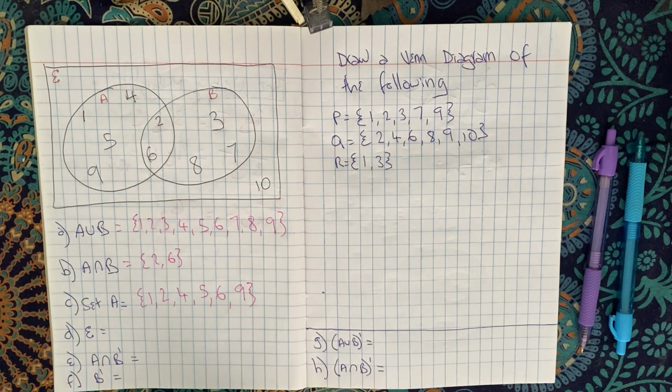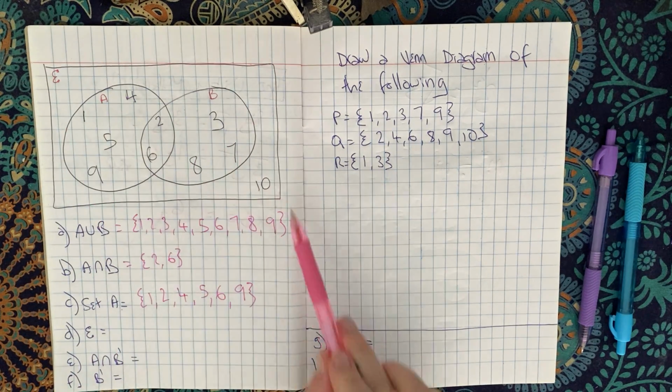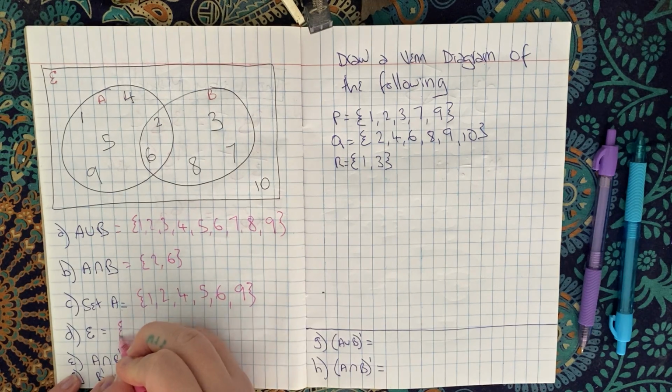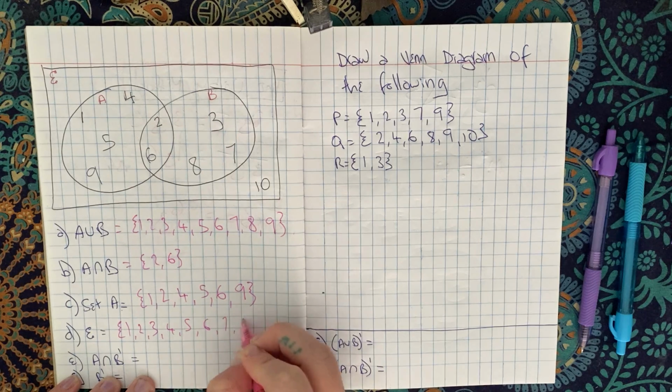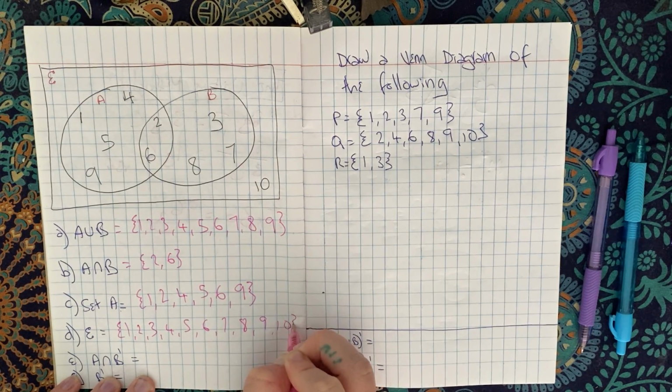And then E is everything, right? So I just need to absolutely mention everything. So that is numbers 1 through 10: 1, 2, 3, 4, 5, 6, 7, 8, 9, 10.